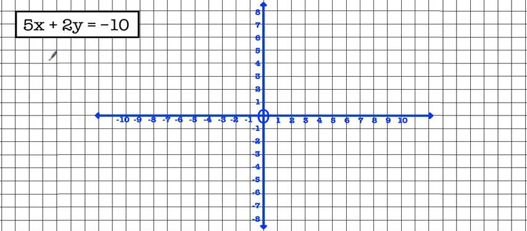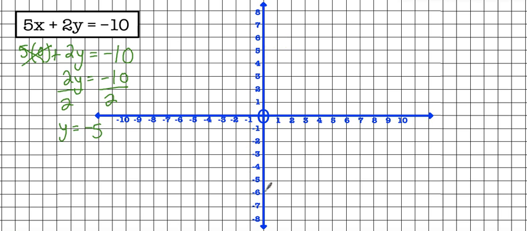All right, so here we have another example. We have 5x plus 2y is equal to negative 10. If I wanted to find my y-intercept, remember all you would have to do is substitute our x with 0. So 5 times 0 plus 2y is equal to negative 10. Since this is 5 times 0, this cancels out. I'm left with 2y is equal to negative 10. In order to get y by itself, I do have to divide both sides by 2. So y is equal to negative 5.